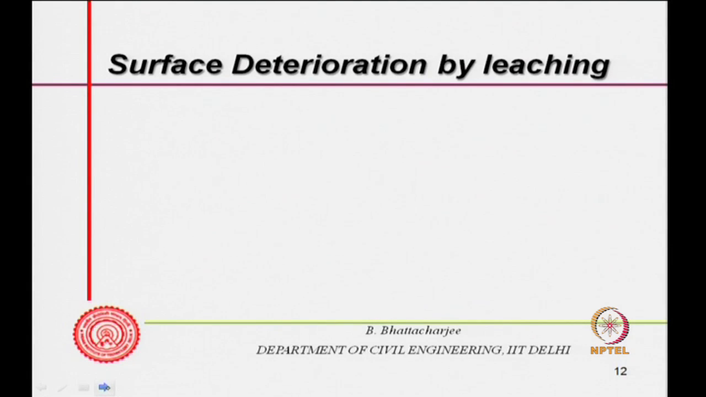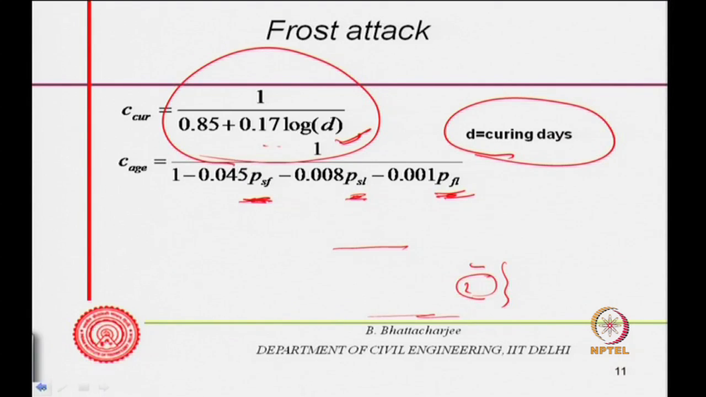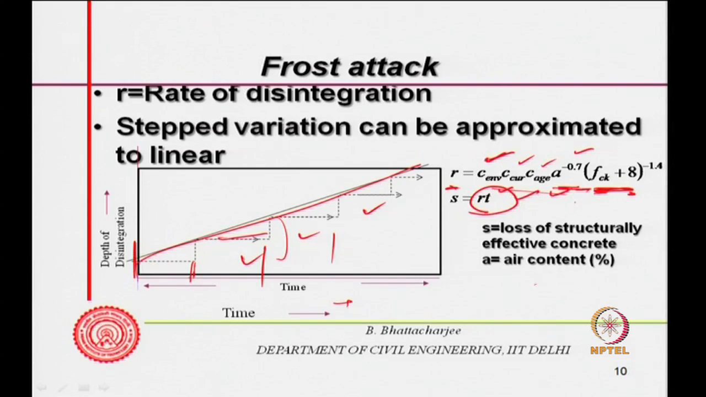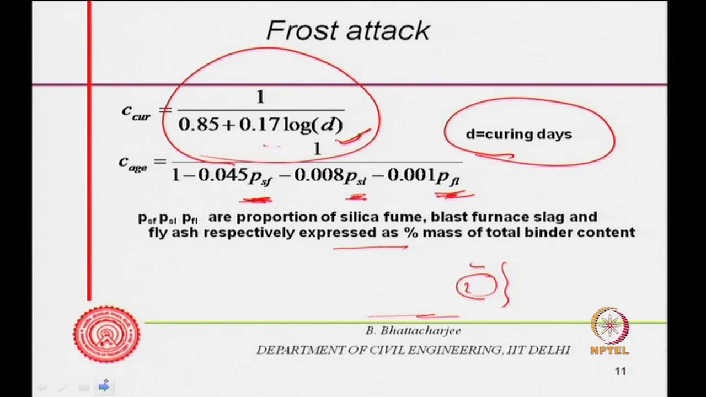And A is a constant depending upon air content. S into T is the total time actually. So, what we have seen is A is a constant depending upon air content. If you have high air content, there will be a reduction. So, A is a factor or constant depending upon air content, the higher the air content, the less will be the rate, and therefore S, since S is R into T, right. So, R less means the loss of structural concrete would be a slower process. So, it can last for a longer period of time.